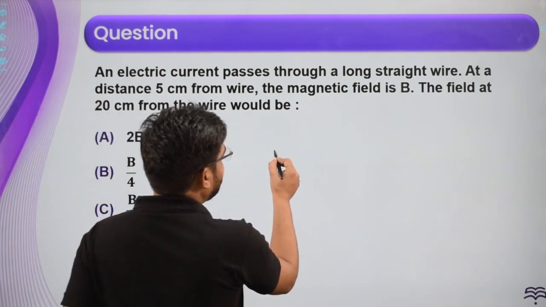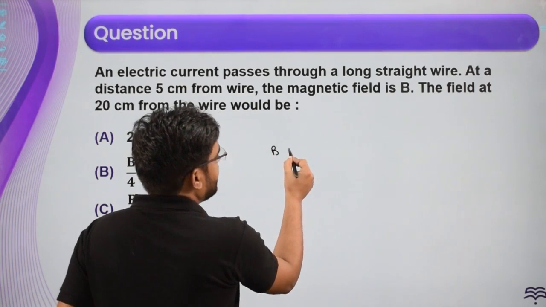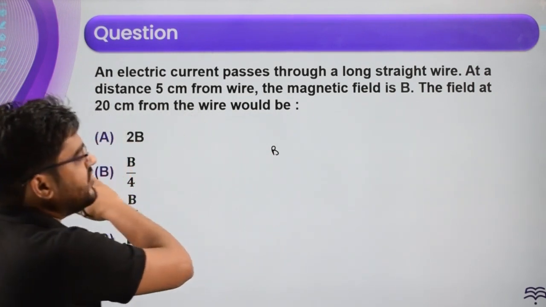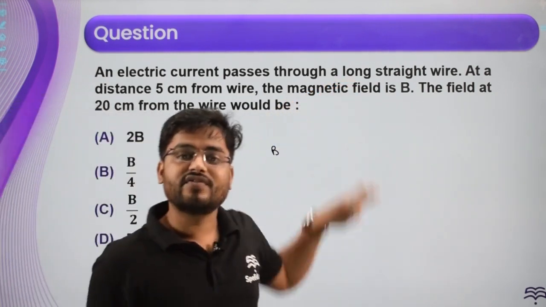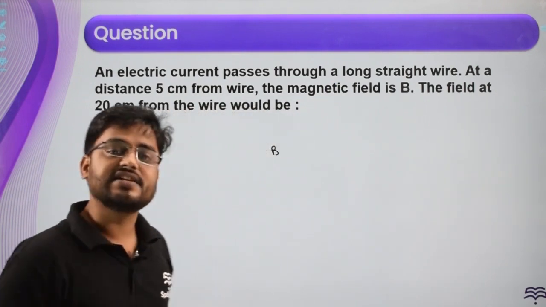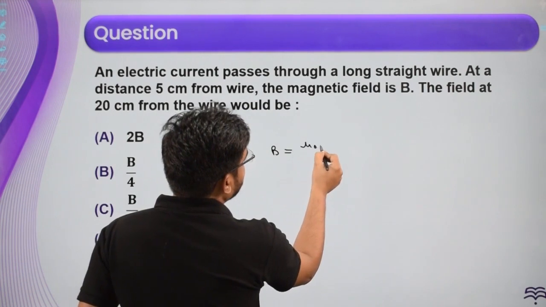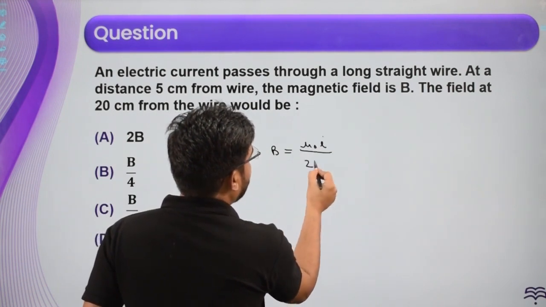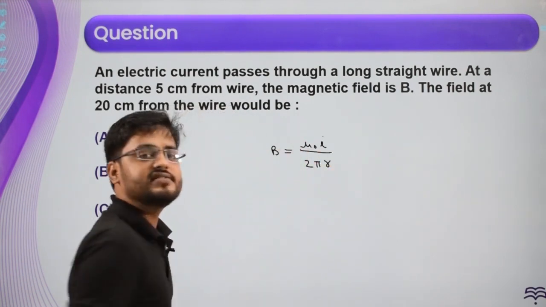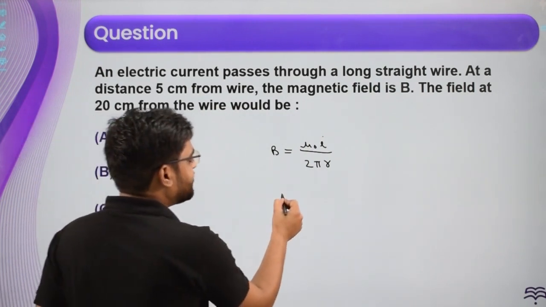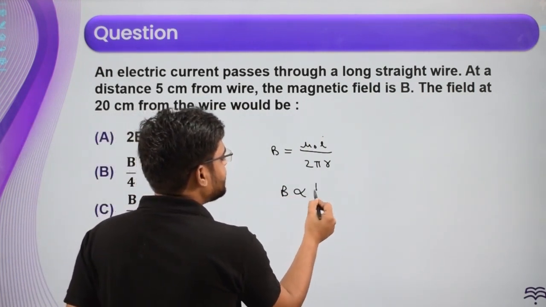So we already know that B is what? See, they have not given, it is a long straight wire. Whenever a long straight wire is written, we take it as an infinite wire. So we know the formula that it is mu naught I by 2 pi r. I am not going to utilize the whole formula. I know that B is proportional to what? B is proportional to 1 by r.